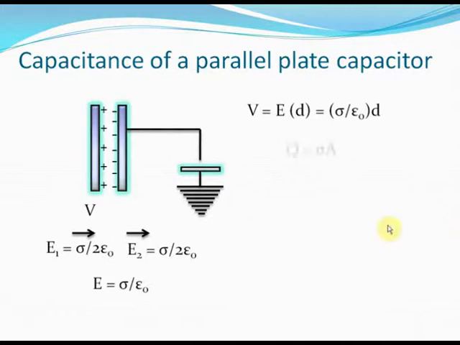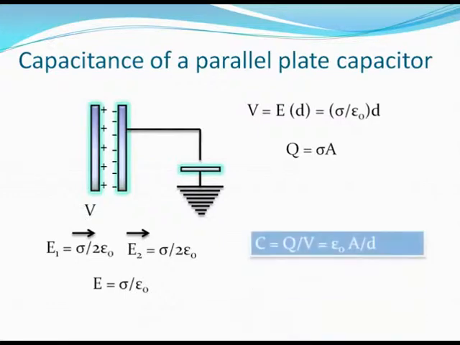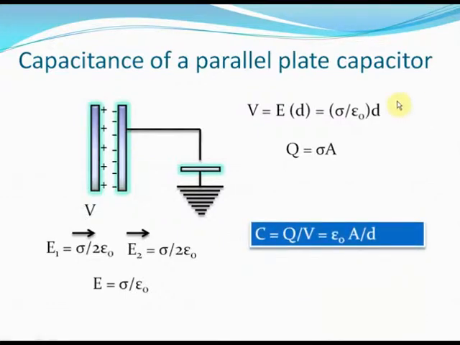But we already know that Q is sigma A, that is charge per unit area into area of the plate, if you're assuming that A is area of one of the plates. When you substitute the value of Q as sigma A, and when you calculate the value of capacitance as sigma A divided by sigma by epsilon naught into d, you get the final value of the capacitance of a parallel plate capacitor as epsilon naught A by d. So epsilon naught A by d is the value that you must remember, the value of the capacitance of a parallel plate capacitor. Understood?